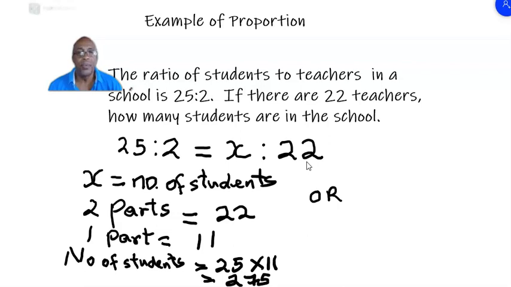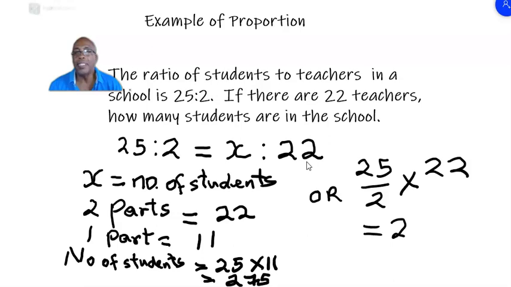to use the fractions. Remember, the fraction of students to teachers is 25 over 2. So if we multiply the fraction 25 over 2 times the number of teachers, we are going to get the same answer, 275 students. So you could do it any way you want to. The same answer, either way. We'll go on to another example.